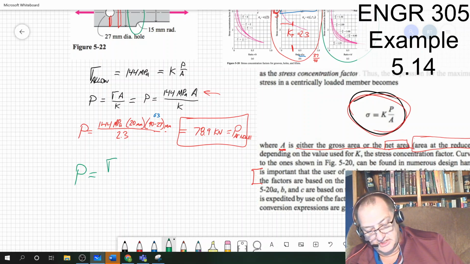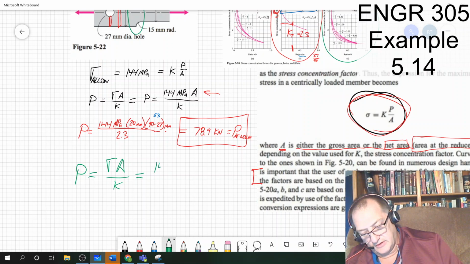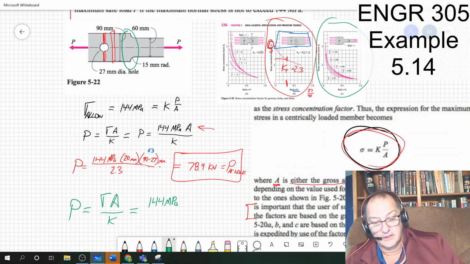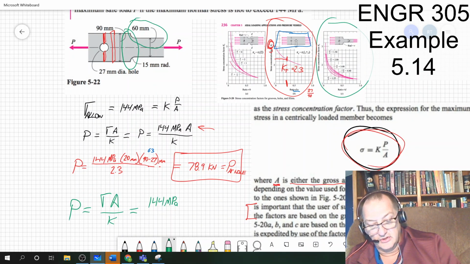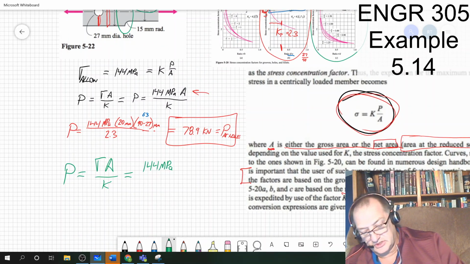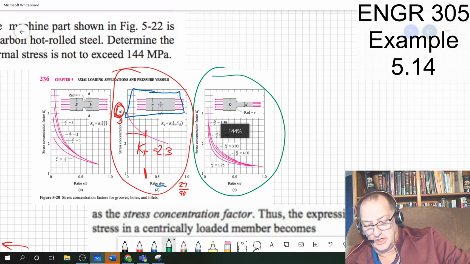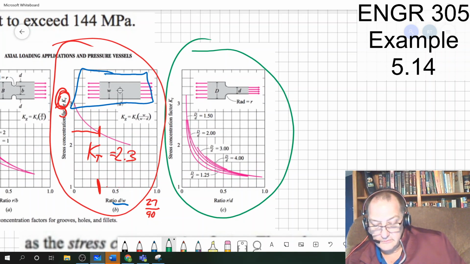P is equal to sigma area over K, which now this is still 144 megapascals. Now my area is going to be the net area, so I'm going to use the 60, not the bigger area, but the smaller. So it's 60 millimeters times the 20 millimeters. And now I need a new K factor. So let's go back. We'll blow this chart up. I need a new K.